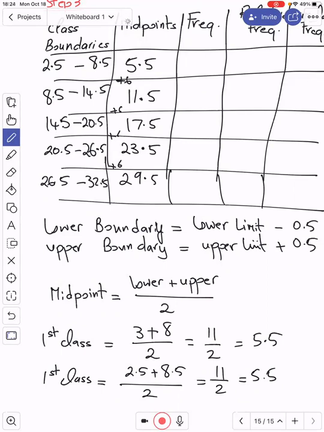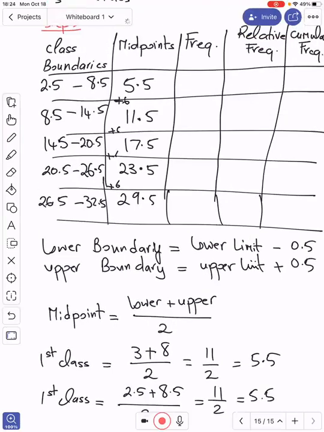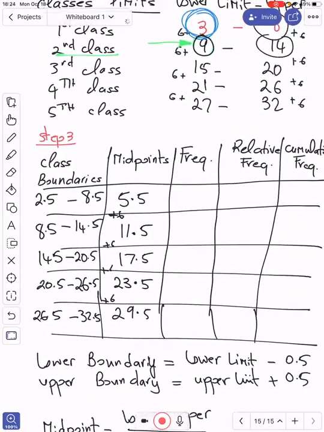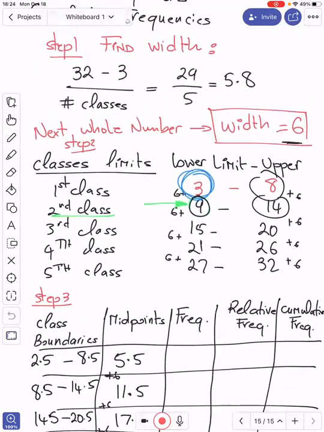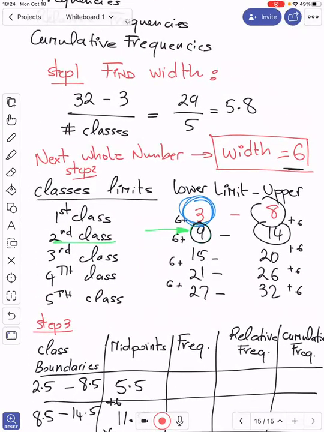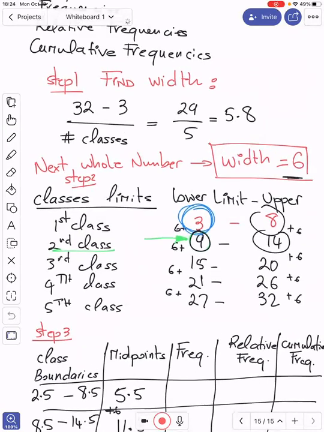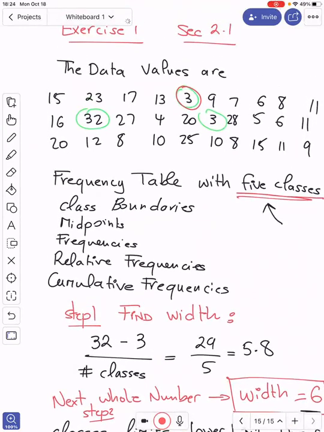Now for the frequency, you have to count the number of values in your class limits. So for the first class, the class limits are 3 and 8. You count how many values are between 3 and 8. Sorry, this is 32. Yeah, so between 3 and 8, both 3 and 8 are included.